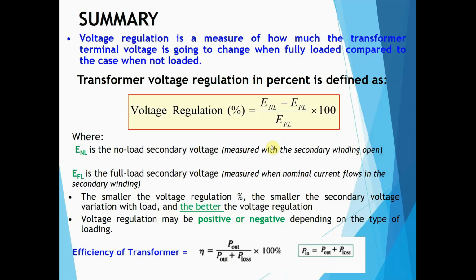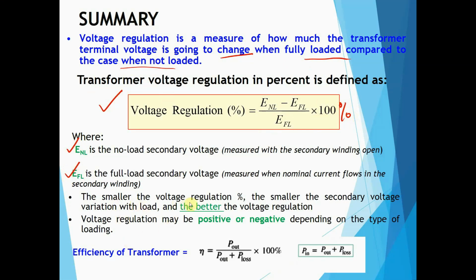This is the efficiency of the transformer. Now to summarize our discussion, voltage regulation is to measure how much the transformer terminal voltage is going to change when fully loaded compared to the case when there is no load, not loaded. So this is the equation, (E no load minus E full load) over E full load times 100%. And we define E no load and E full load.